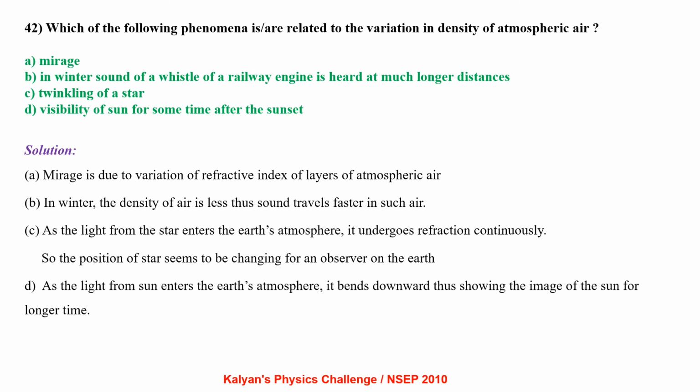The first option, mirage, is due to variation of refractive index of layers of atmospheric air. In winter, the density of air is less, thus sound travels faster in such air. As light from the star enters the atmosphere, it undergoes refraction continuously, so the position of the star seems to be changing for an observer on the earth. As the light from the sun enters the earth's atmosphere, it bends downwards, thus showing the image of the sun for longer time. So all the above options are correct.